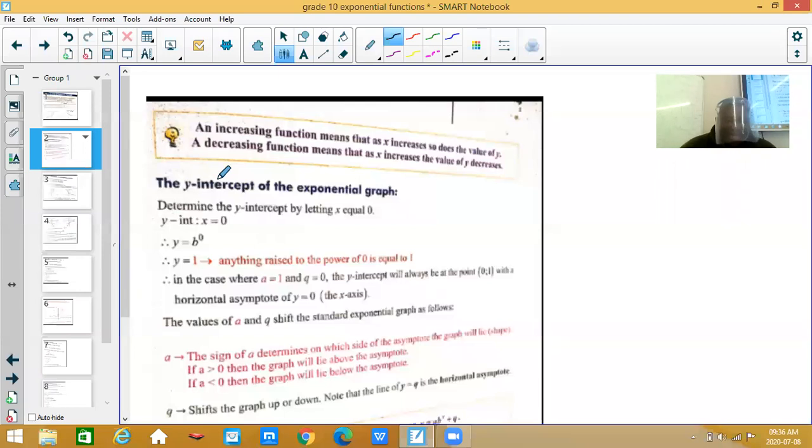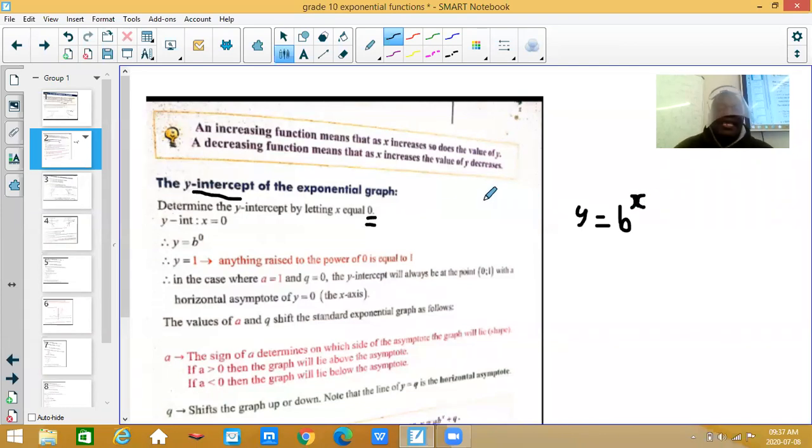Now, let us look at one important part, the y-intercept. Remember, when we are looking at the y-intercept, the x value will be what? Equal to 0. I'm getting the point. Right. Now, on the y-intercept, if we take the function y = b^x, if we take b to the power x, this must be an x.